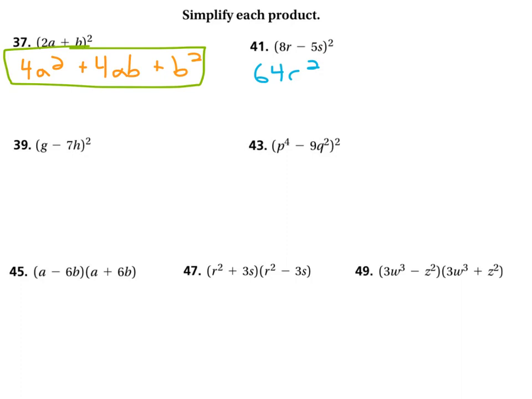So negative 40rs, when doubled, negative 80rs. And then the last term squared, negative 5s times negative 5s, positive 25s squared. That's the answer to that.